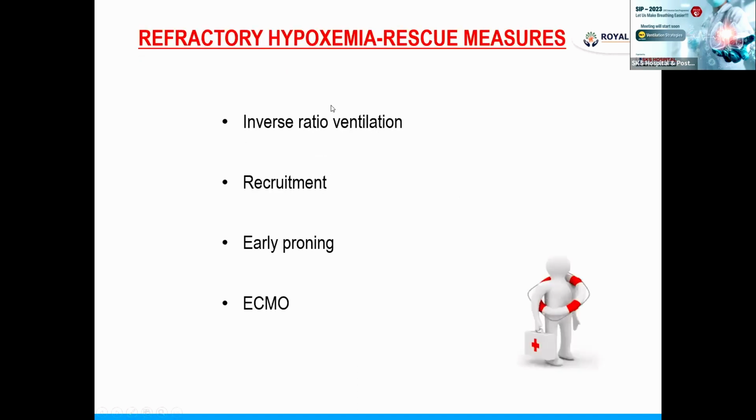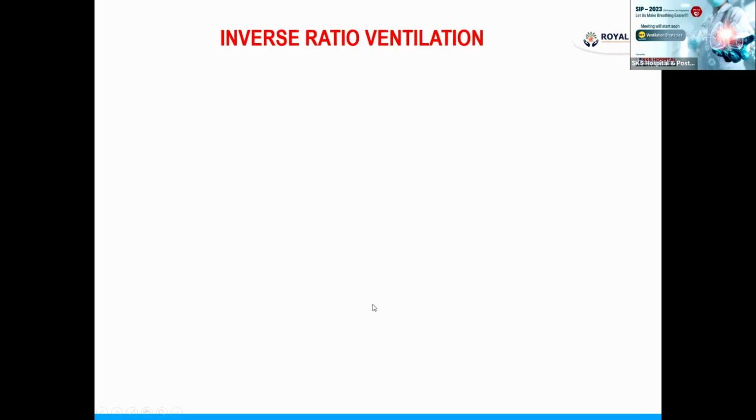So the next concept is, first we have seen what mode you are going to select, how much tidal volume you are going to select, what plateau pressure you are going to maintain, and what PEEP you are going to maintain. These are the basic ventilatory measures. Even after doing all these basic ventilatory measures, if there is refractory hypoxemia, rescue measures can be sought. What are the rescue measures? Inverse ratio ventilation, recruitment, early proning, and ECMO.